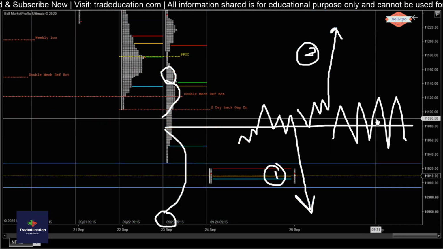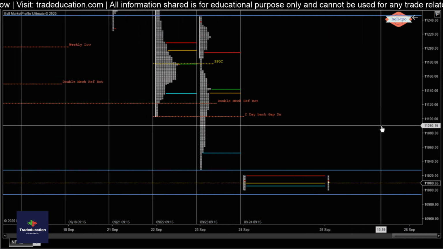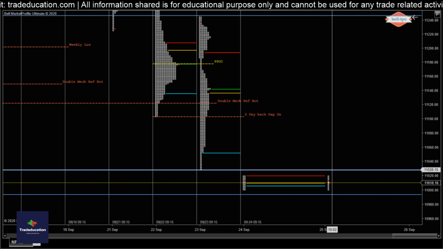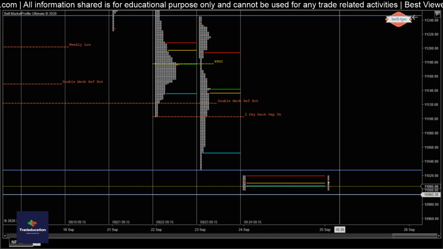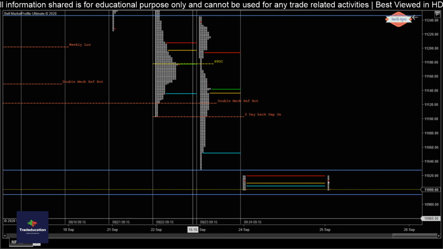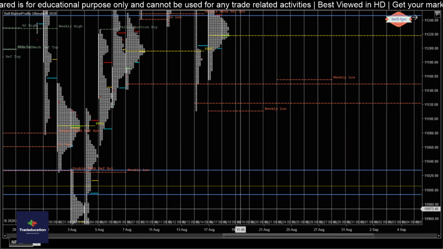Okay, the auction has opened with a gap down. So let me remove all this. Now the reference shifts to yesterday's low. This is where, again, strong buyers are present. So this reference is nothing but, I'll just shift.